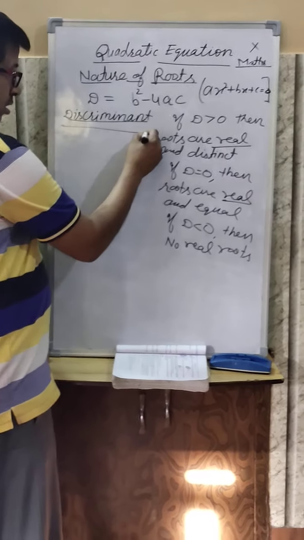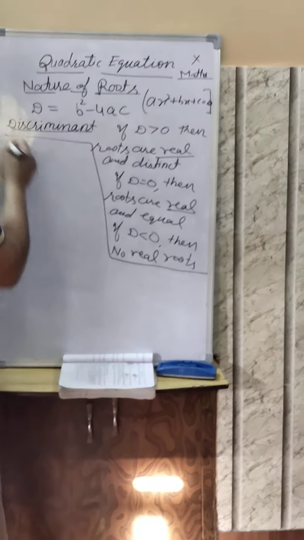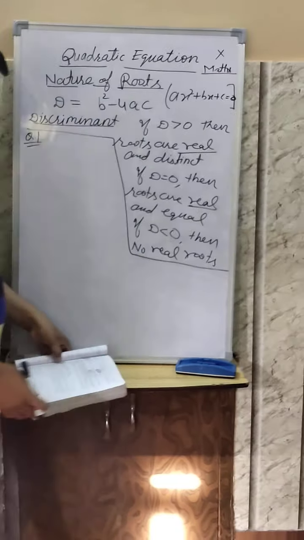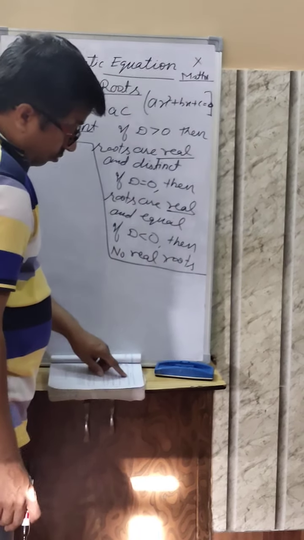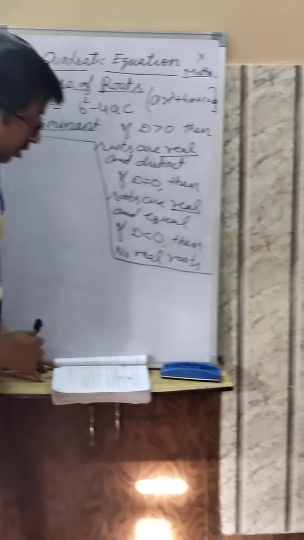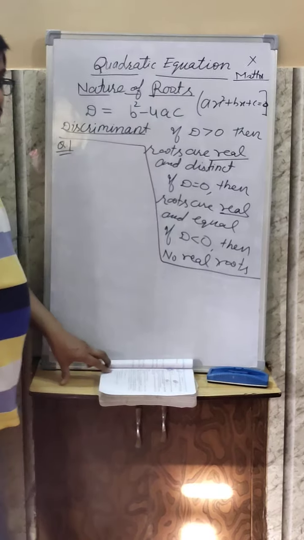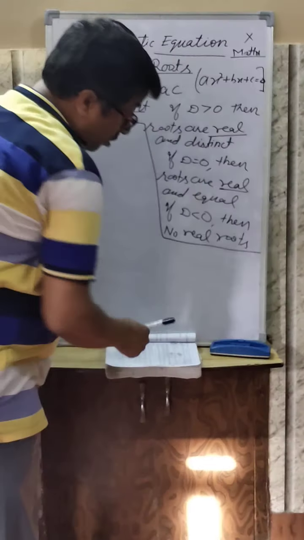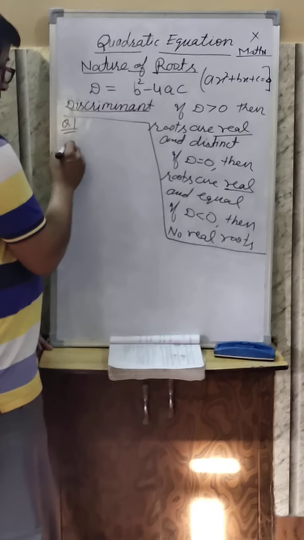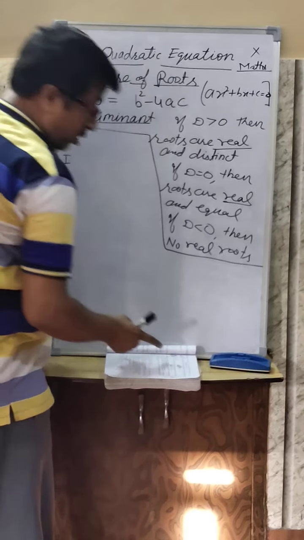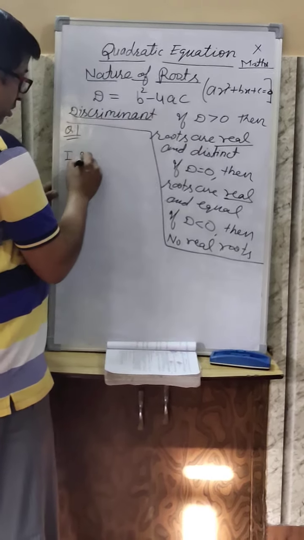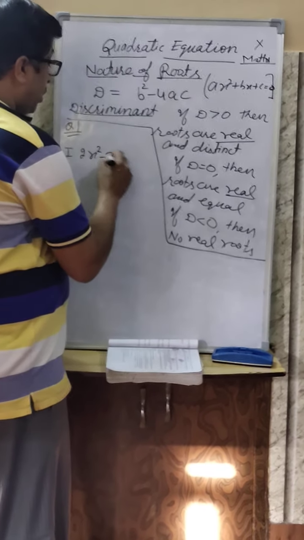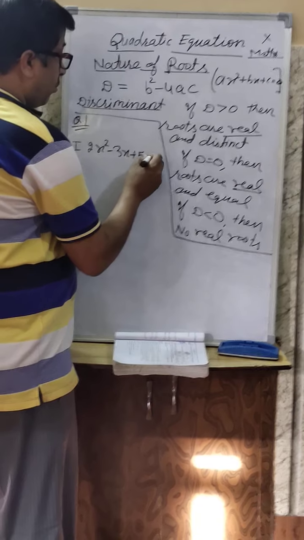First question, you see in question number 1, first part, it is saying find the nature of the roots of the quadratic equation. If the real roots exist, then you find them. So what equation is given? You see, just simple first equation, 2x square minus 3x plus 5 equal to 0.